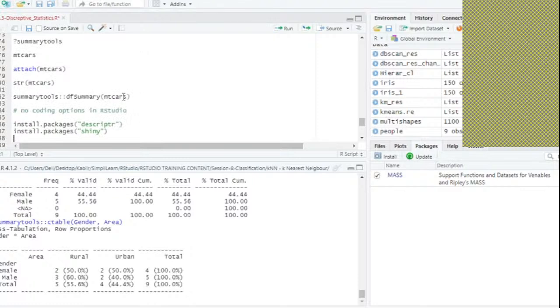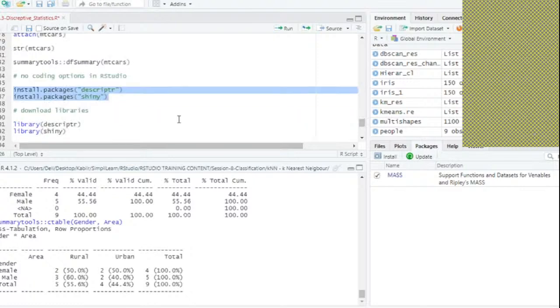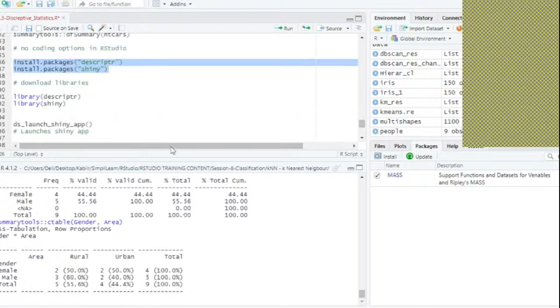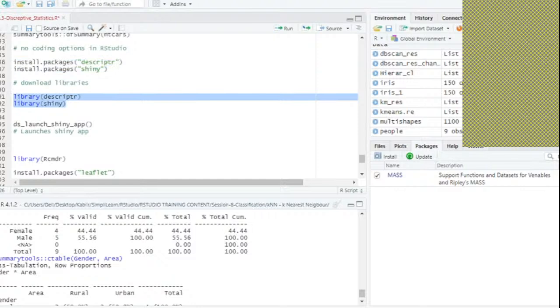Now coming to the packages which I want you to install: descriptor and Shiny. Install these two packages, descriptor and Shiny, and activate them.